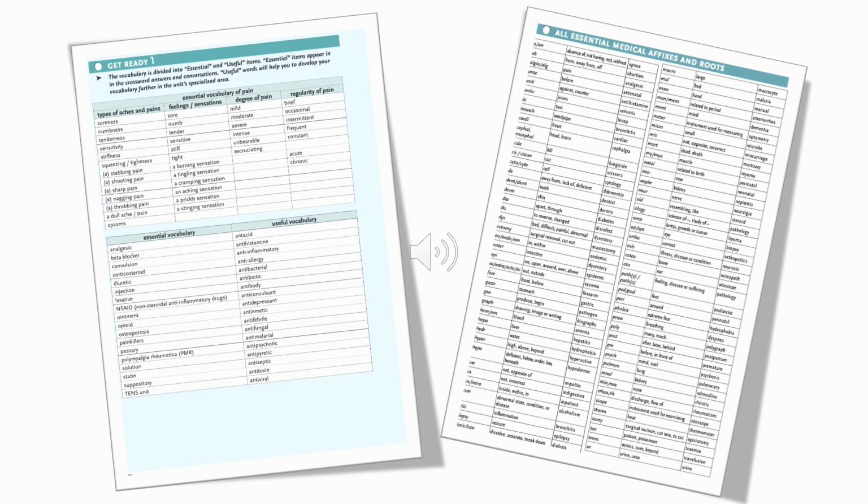In addition to the vocabulary building affixes and suffixes that are introduced in each unit, we also have an additional table here of more prefixes, suffixes and roots that aren't included in those activities.